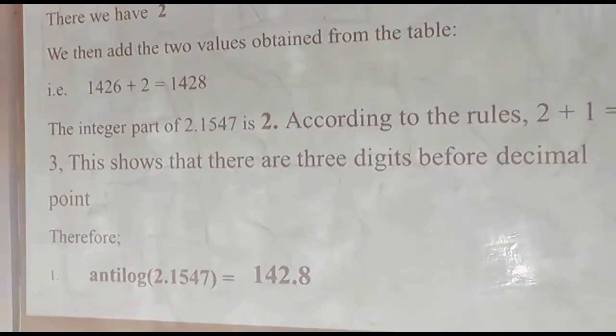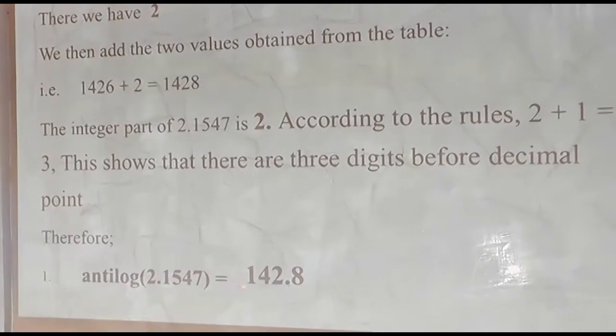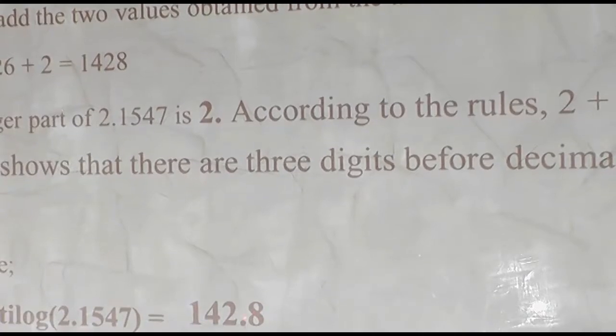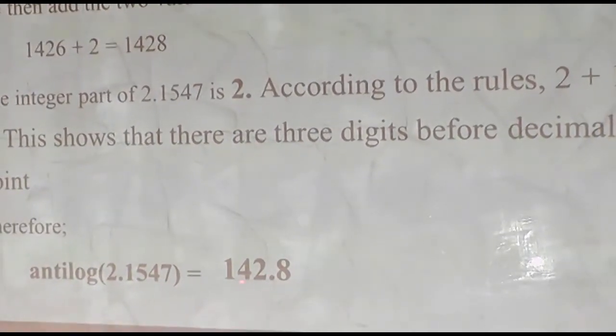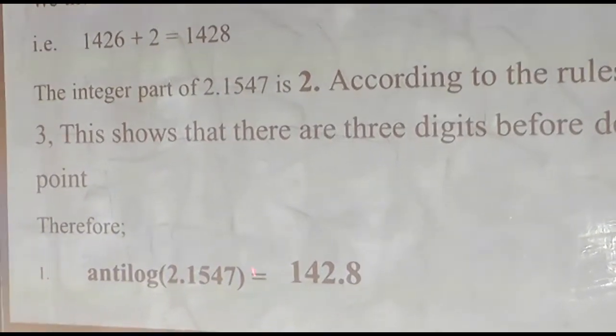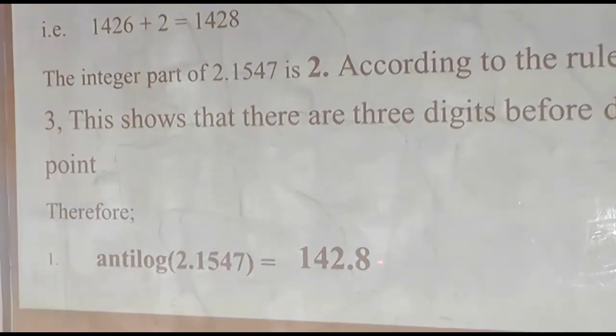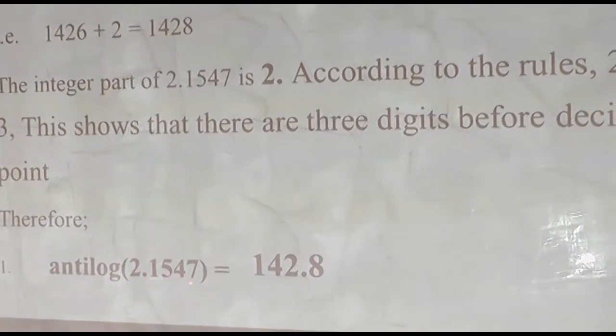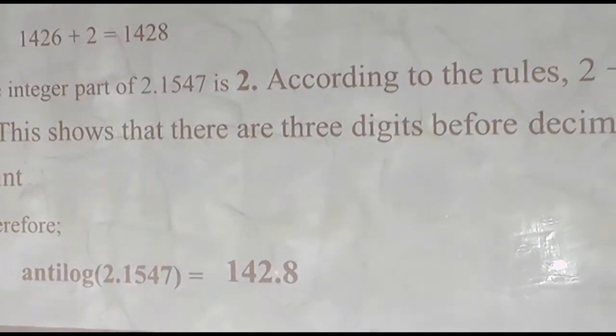So the antilog of 2.1547 will give 142.8. And also, if you are to look for the logarithm of 142.8, it will give us 2.1547. Okay, so we have another example.